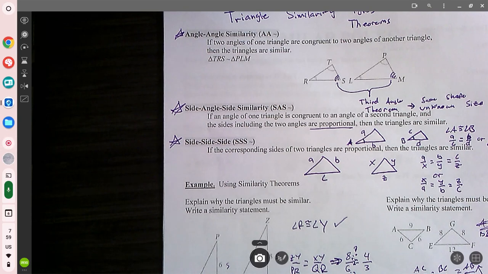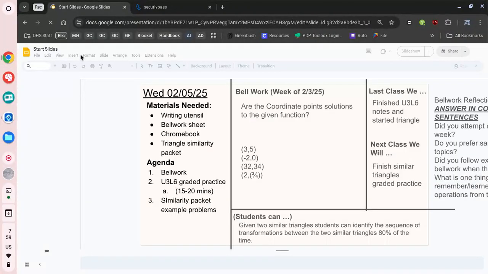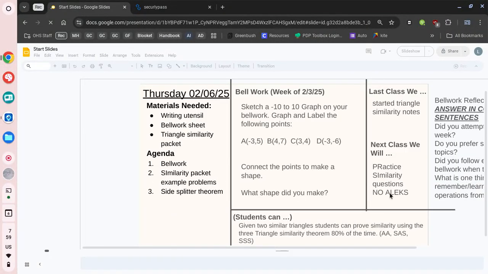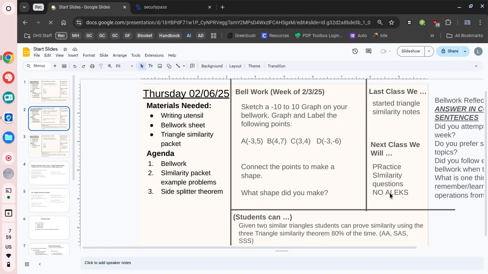All right, so to restart that, sorry about that. On tomorrow, Friday, we won't be doing Alex. We're going to be doing some extra practice problems, so that way we can get ready for our assessment.